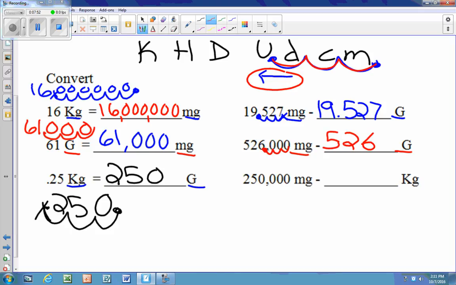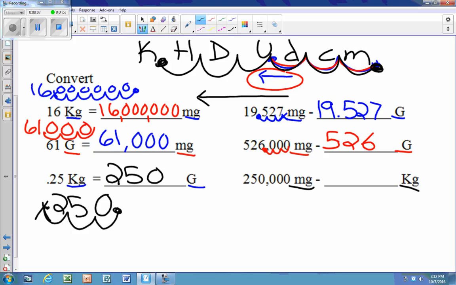And the last one, I am going from milligrams all the way to kilograms. So here's my milligrams. I'm going to kilograms. I always stay to the right of the letter. So I know I'm going to the left. I'm going to count my jumps. 1, 2, 3, 4, 5, 6. So I'm going to start right here. 1, 2, 3, 4, 5, 6. So I have my answer to that problem as well. And that is how I use King Henry doesn't usually drink chocolate milk to help me with my conversions.